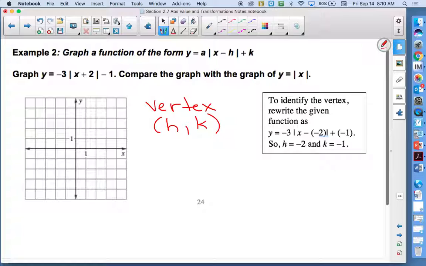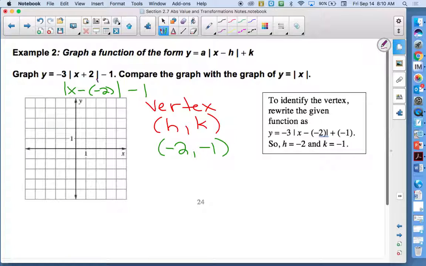Odette, what do you think? So Odette said negative 2, negative 1. How did you get those numbers, Odette? The negative 2 came from the x minus h. It says x plus 2, so it's x minus negative 2. And then the negative 1, it says minus 1 for the k.